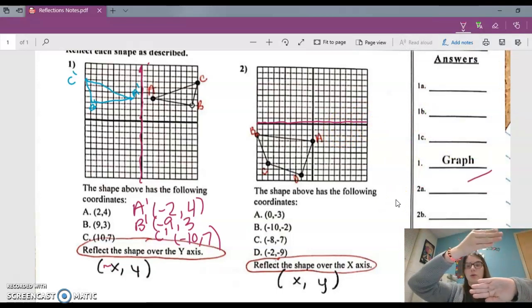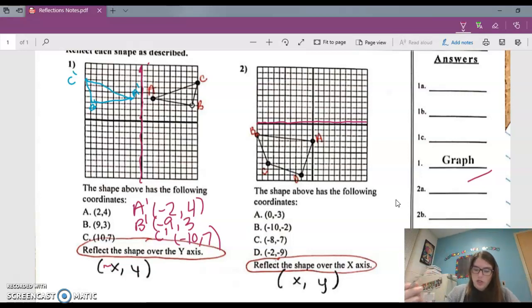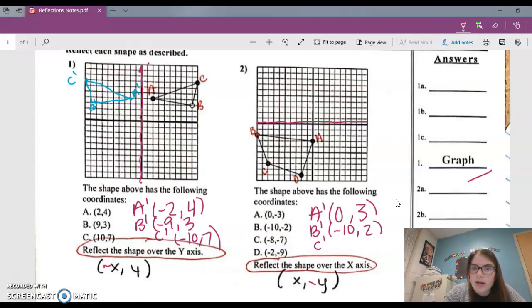If I'm flipping this way, that means that my x is going to change. Or not my x, my y. I don't move it all this way. I'm moving only up and down. So that means that my y is going to change. So when I'm flipping over the x-axis, it's x and then just a negative y. So my a prime is going to be 0, and if I put a negative in front of a negative 3, that would give me a positive 3. So I'm going to have 0, 3. My b prime is going to be negative 10, 2. My c prime is going to be negative 8, 7. And my d prime is going to be negative 2, 9.